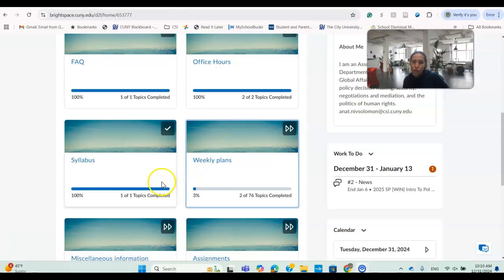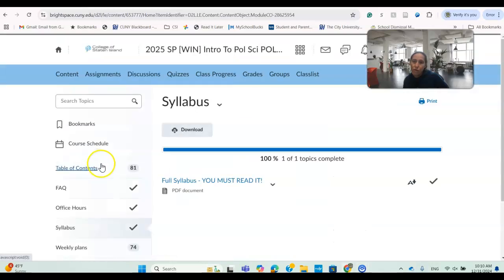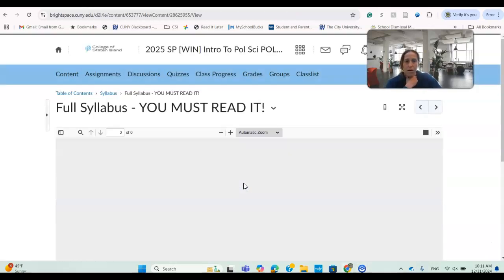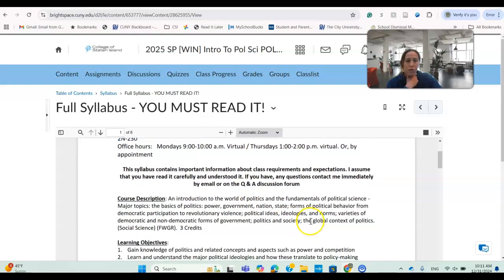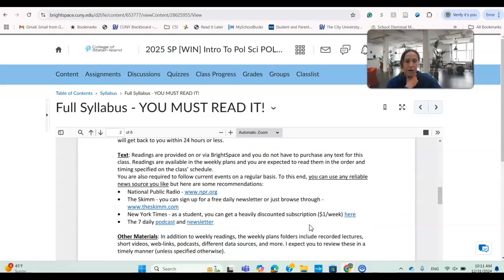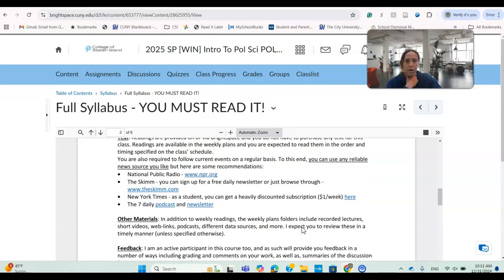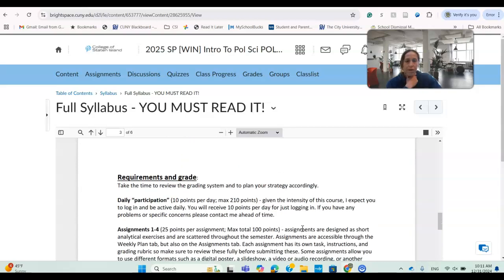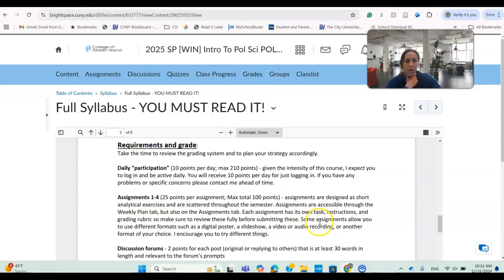The first thing that I want you to do is to enter the syllabus tab and to then read the syllabus. Make sure that you understand everything that I'm asking you to do and that you know where to find everything and what are the expectations. I would like to call your attention to the grading system, and I would like you to think and plan accordingly.